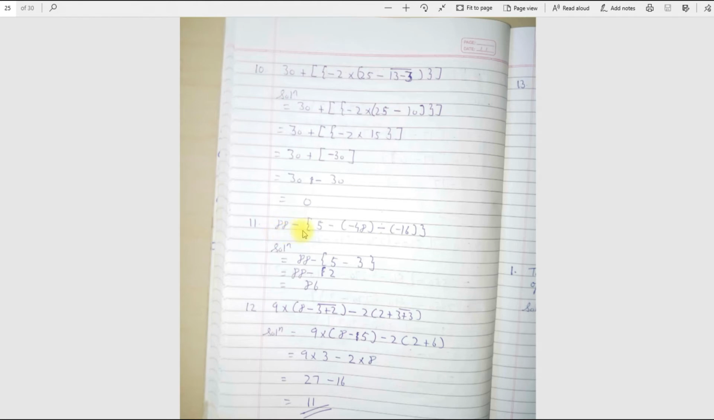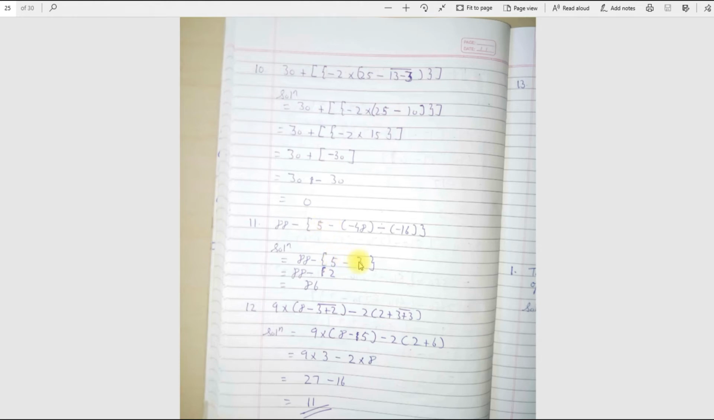Next, 88 minus curly bracket 5 minus minus 48 divided by minus 16. So 48 divided by minus 16 is plus 3. So I wrote plus 3 over here. You can see, sir, why the minus came? This minus came from here.